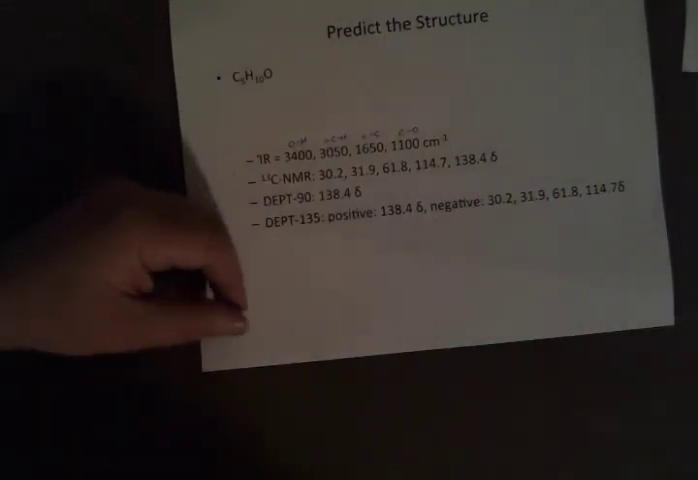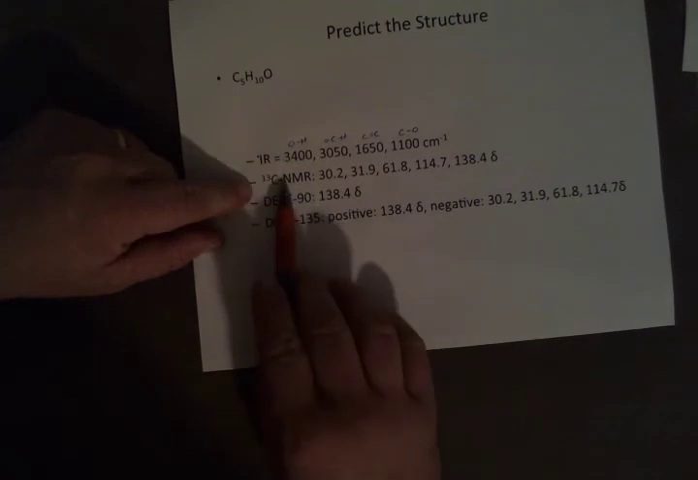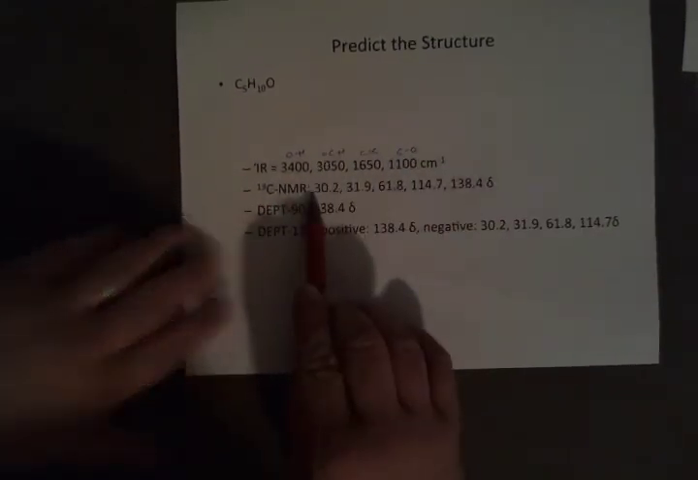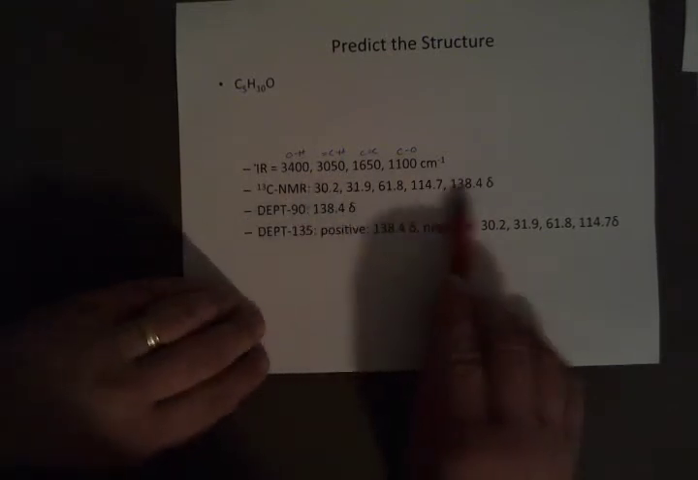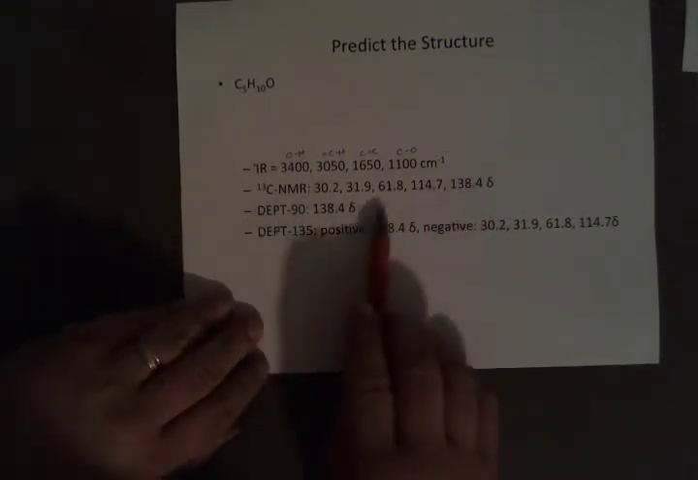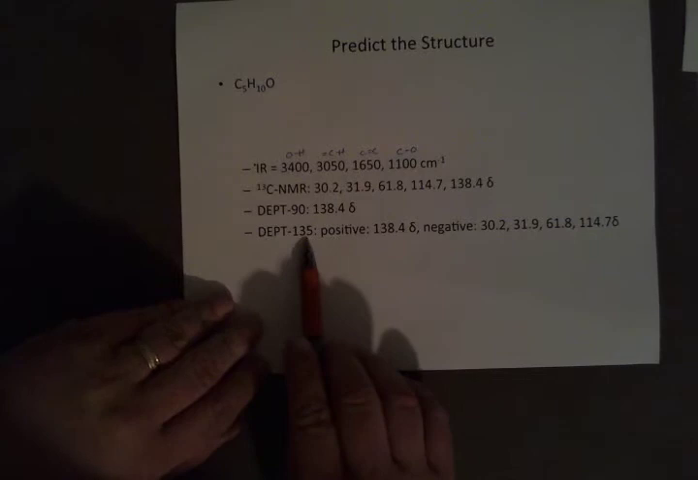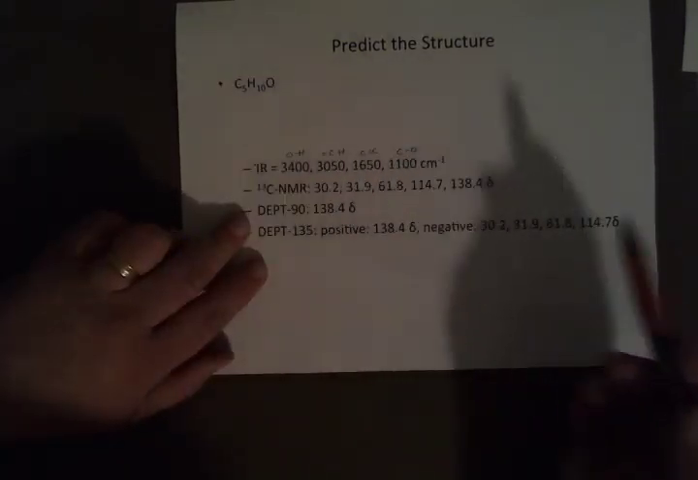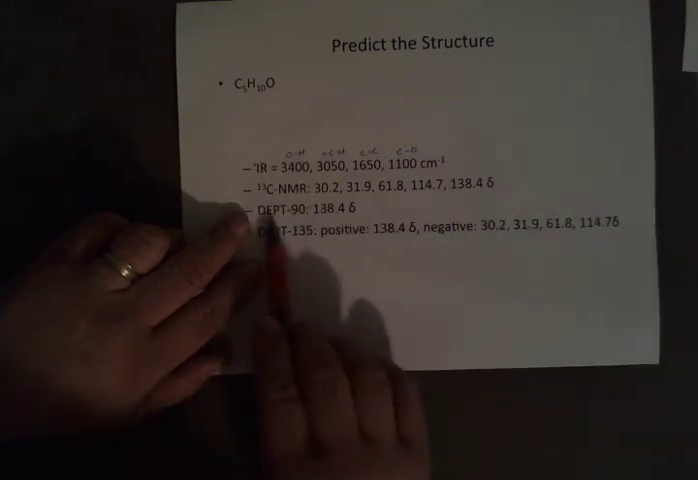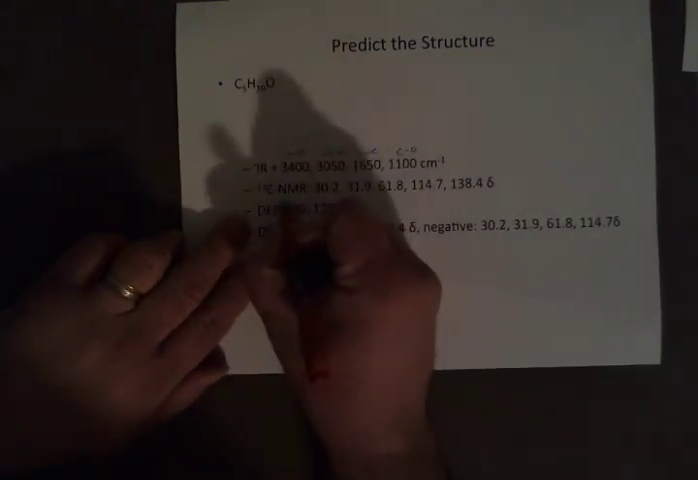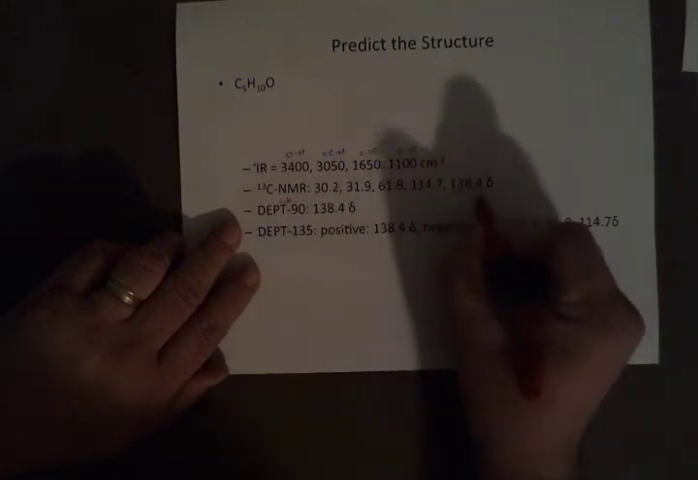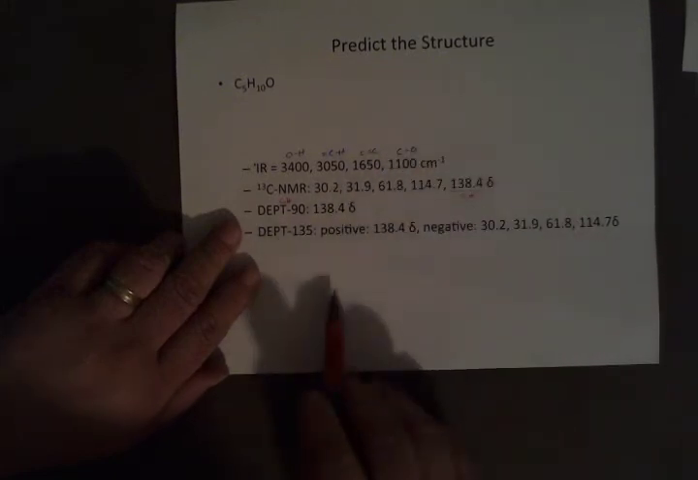If you think about what carbon NMR is, the decoupled one shows you all of the peaks. And then the DEPT 90 and 135 are going to tell you what kinds of things there are, if there's C, CH, CH2, CH3. So DEPT 90 only shows a CH. So that means the 138.4, that's a CH.